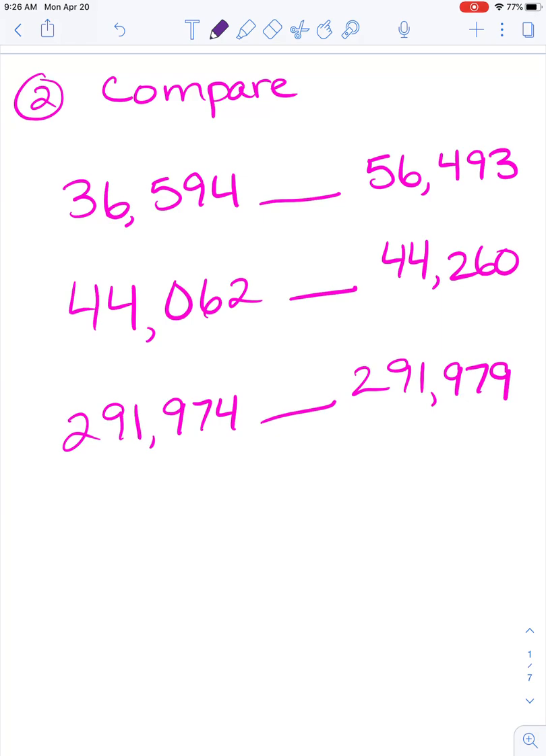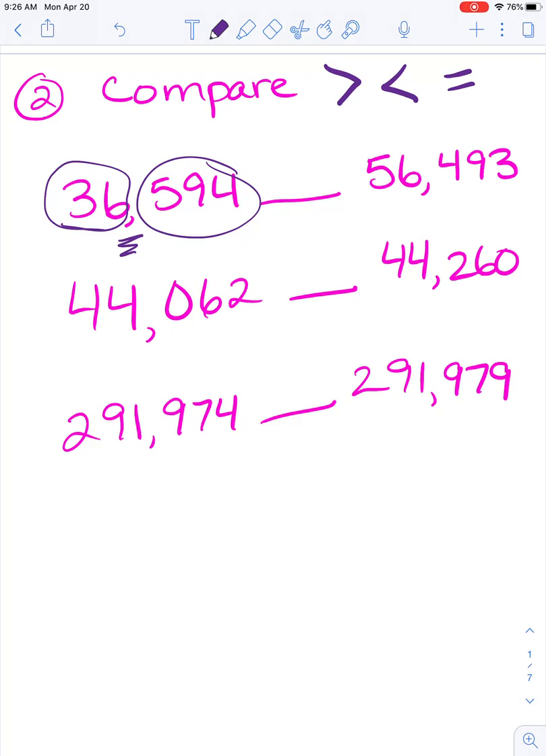Okay, here we're going to compare using greater than, less than, or equal to. I'm going to read the numbers first, and then we're going to just kind of talk through each one. The first number says 36,594. Remember how we read that? 36,594. Second number, 56,493. So we know they're both in the 10,000s place.